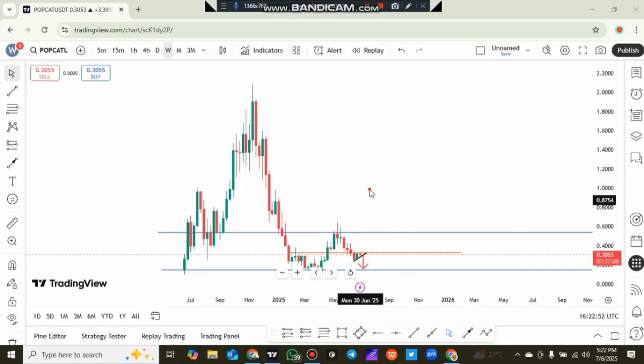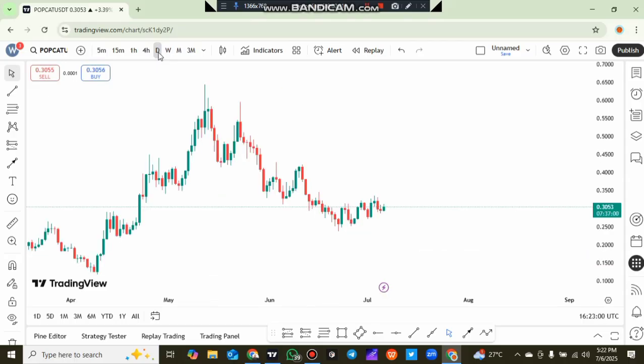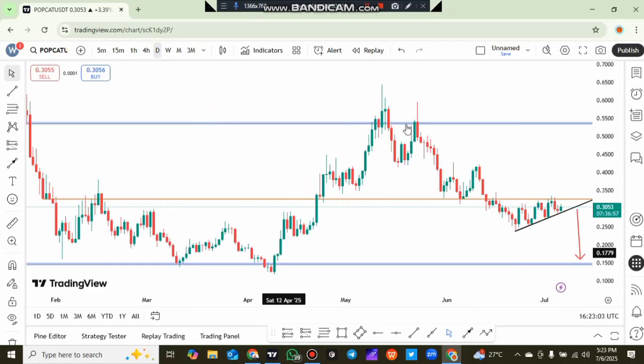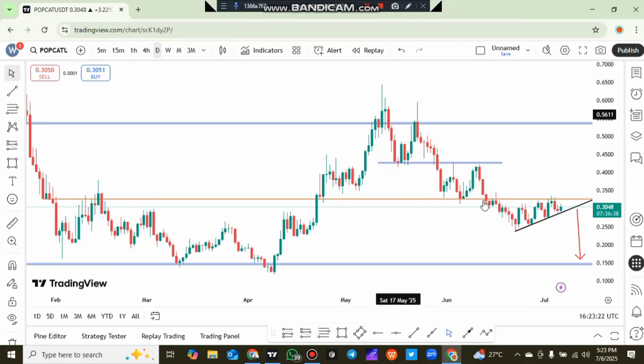So now what am I seeing that makes me want to sell Podcat USDT? Coming to the daily time frame, right here the market was buying to this upside, but right here on the daily time frame we have a double top. A double top is a reversal pattern signifying a reversal. Break this point to the downside.